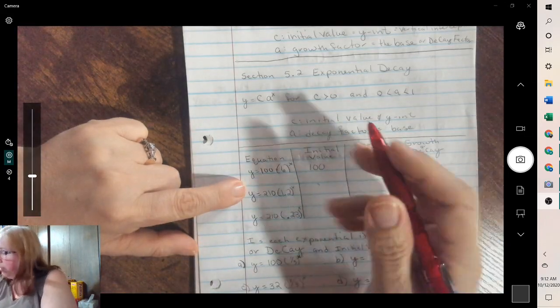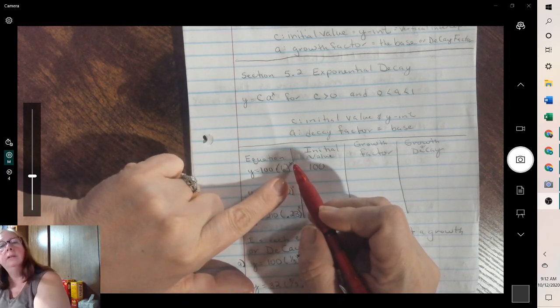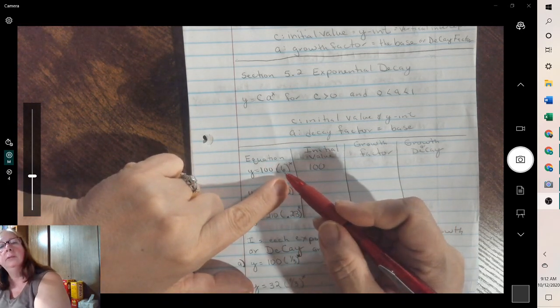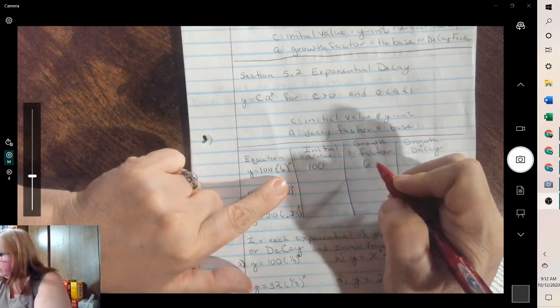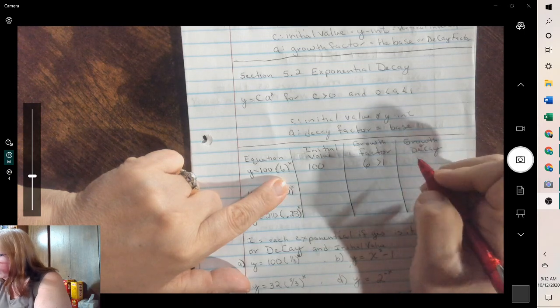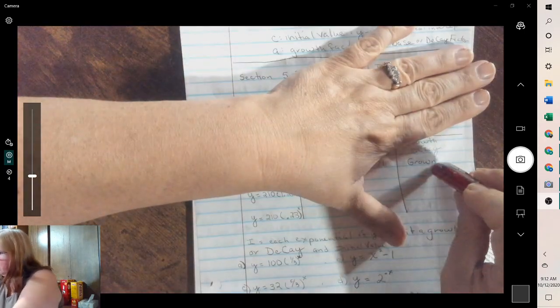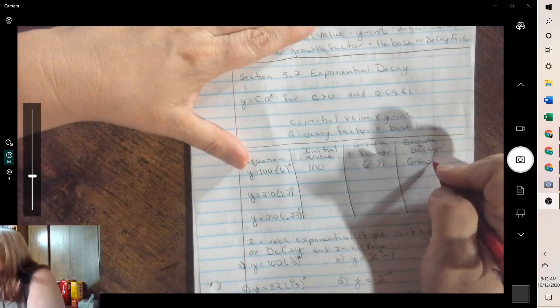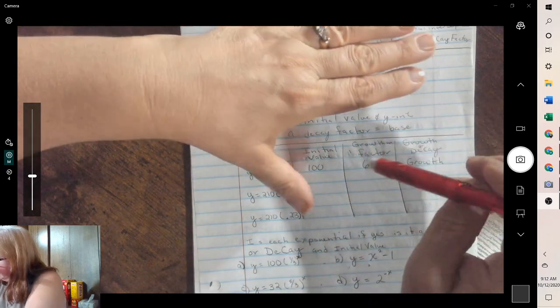The growth factor is the number that has the exponent on it. So 6 to the x, 6 is our growth factor. And since 6 is greater than 1, it is a growth. I guess this should say growth or decay.